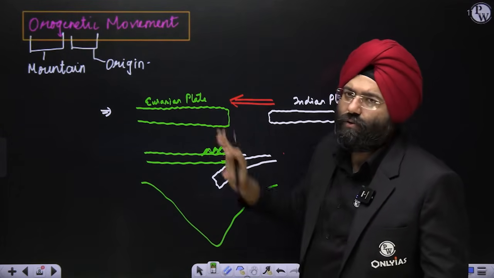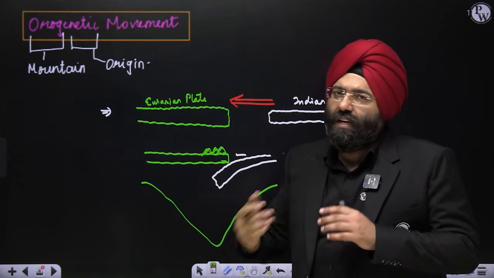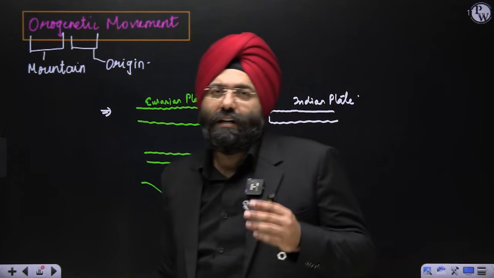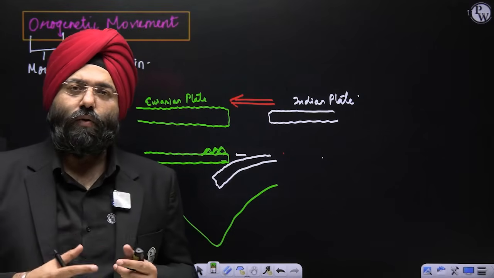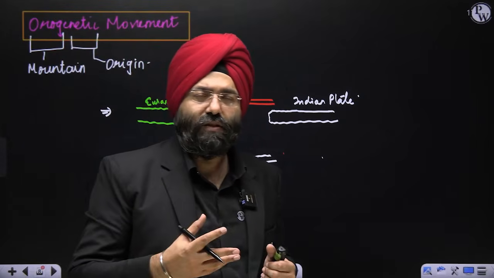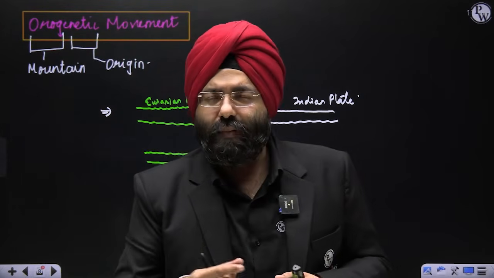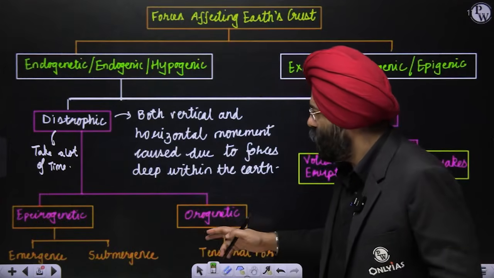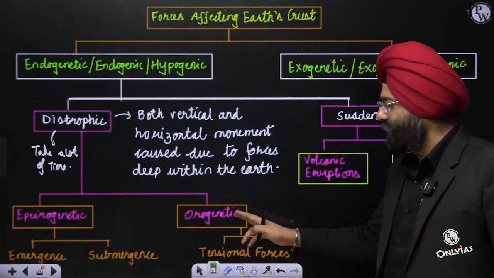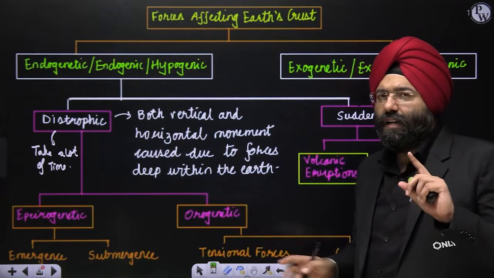So what I'm trying to say is, either through faulting or through folding, there are a lot of mechanisms through which mountains originate. These are not processes that happen in a few seconds or minutes. This takes a lot of time. That is why when we talk about orogenetic movements, you see these are time-taking processes.